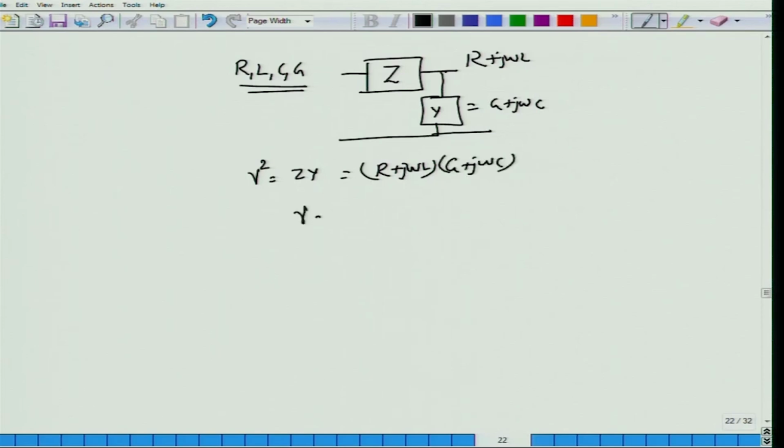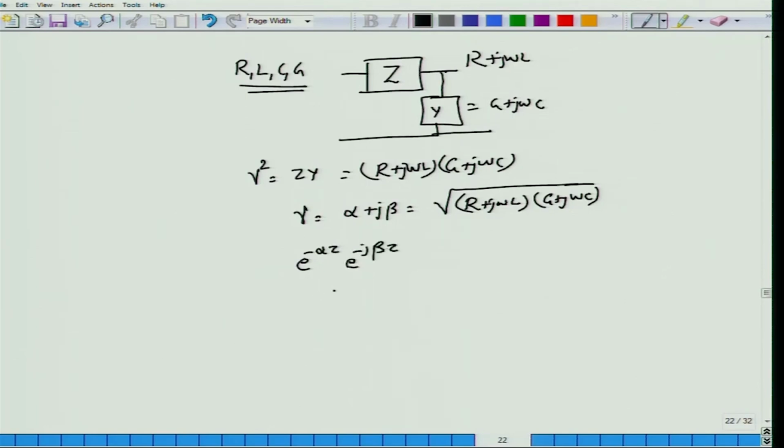The complex propagation constant gamma, which is alpha plus j beta, is given by the square root of (R plus j omega L) into (G plus j omega C). The solution that we considered for the positive travelling wave was e to the power minus alpha z, e to the power minus j beta z.